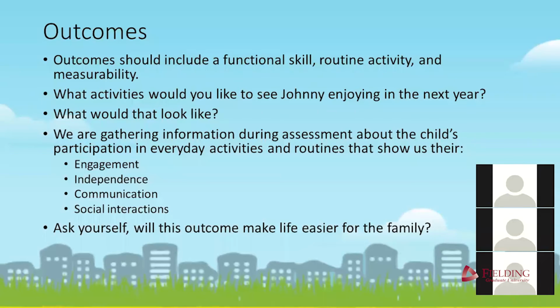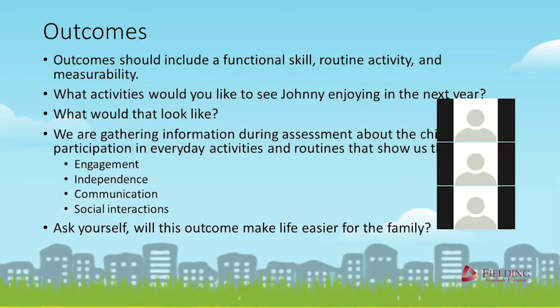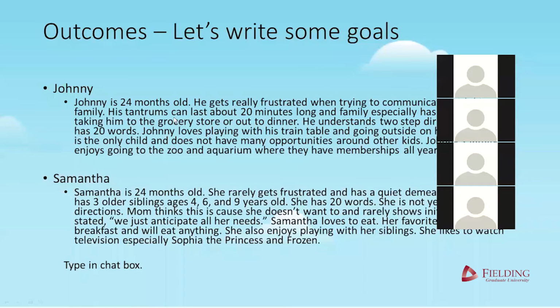So I always tell families there are 3 things that we're going to do for outcomes. We want to see what skill, we want to embed it in some kind of routine or activity so it gives you the opportunity to practice, and measurability. So how do we know that it wasn't a one-time thing, that the child indeed did it? So we might ask what would you like to see, and what would that look like? And we want to make sure that outcome is going to make a difference.